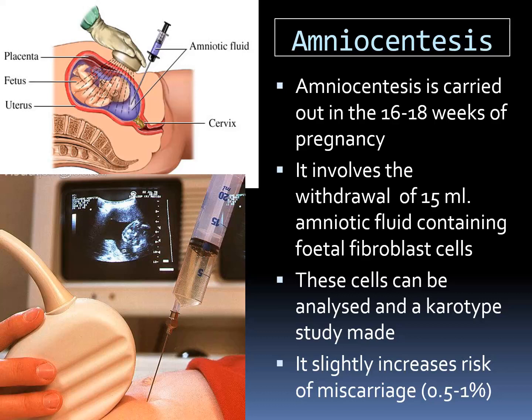First, we use the fluid itself to look for alpha-fetoprotein, which we spoke about in the quadruple test, to look for the possibility of neural tube defects and omphalocele. So again, it's a very important part.